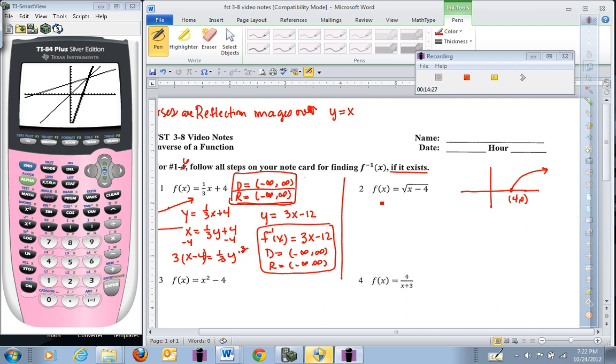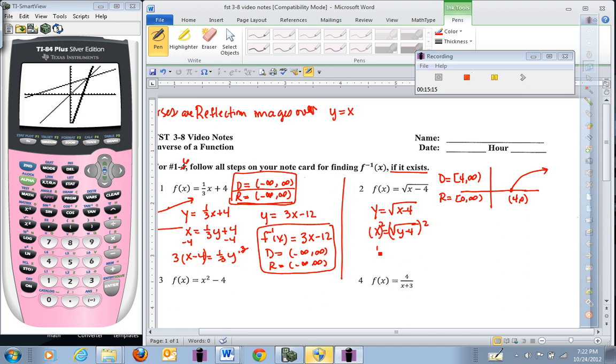Alright, so we want to write down the domain and the range of this. The domain of this, the lowest x value is 4, but it proceeds to the right. For the range, the lowest y value is 0, and it goes up from there. Alright, we're going to replace f of x with y. Then we're going to switch our x and y around, and then we want to resolve for y. Right now, y is trapped under that radical symbol, so in order to get it out from under the radical, we need to square both sides.